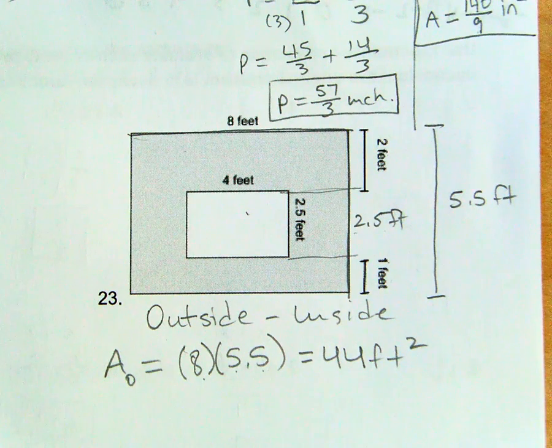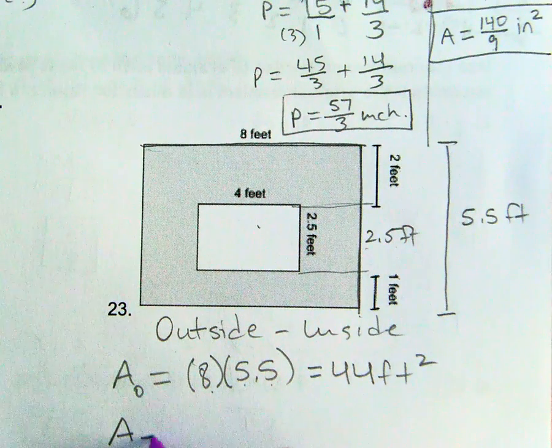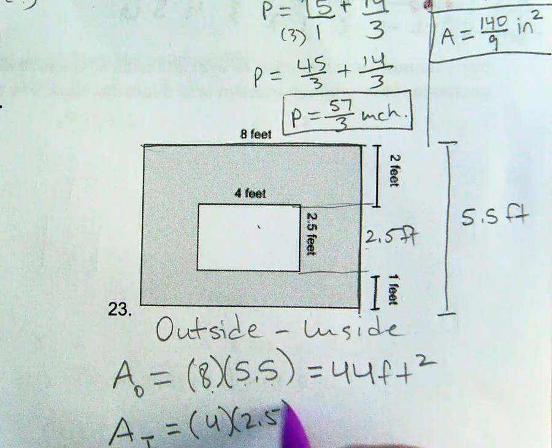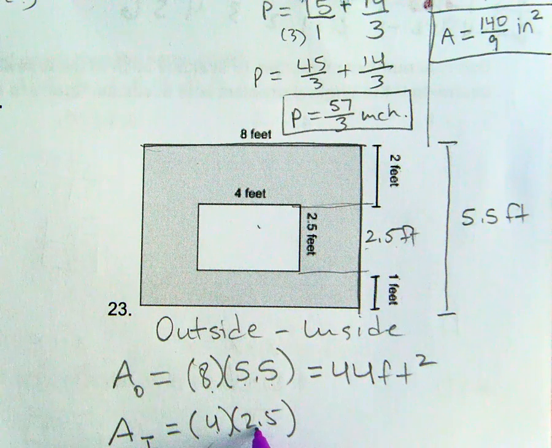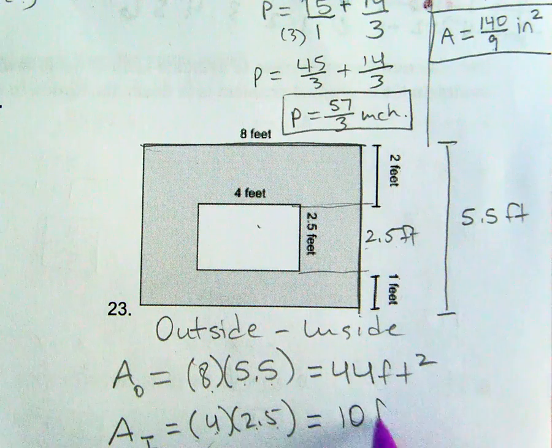And then the inside of the rectangle is 4 by 2.5. So same formula, same base times height, area formula. So we say the area of the inside is 4 times 2.5. So 4 times 2 is 8. 4 times 1/2 is 2. Combine them and you get 10 square feet.